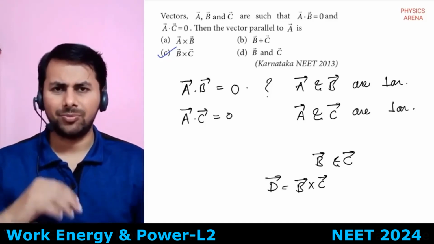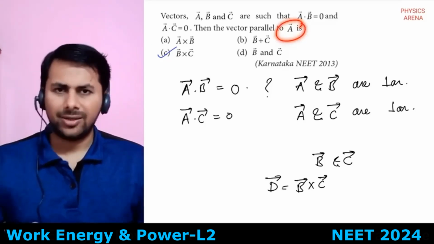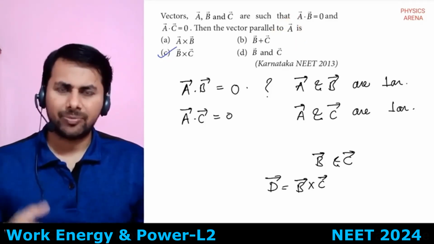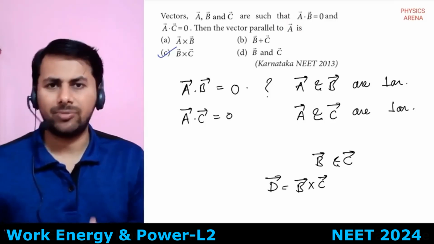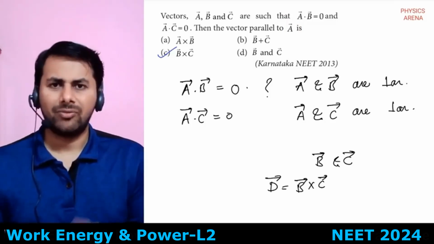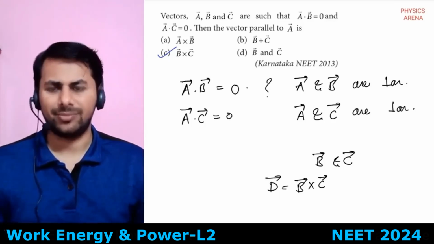Right. This is just from the definition of vector products. The resultant is perpendicular to both vectors. You want a vector parallel to A bar, that means you want a vector perpendicular to B bar as well as C bar. And what will be the vector perpendicular to B bar as well as C bar? The vector product of those two is perpendicular to both of them. Okay.